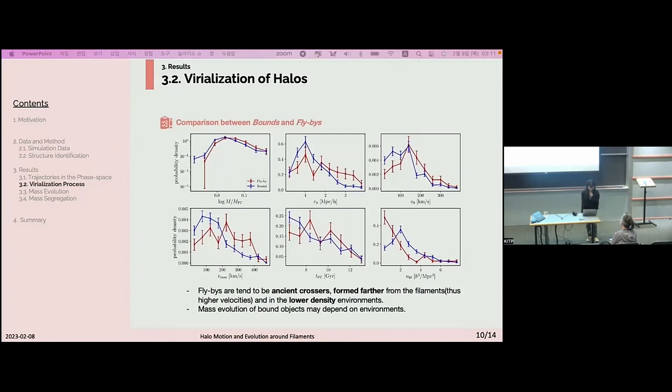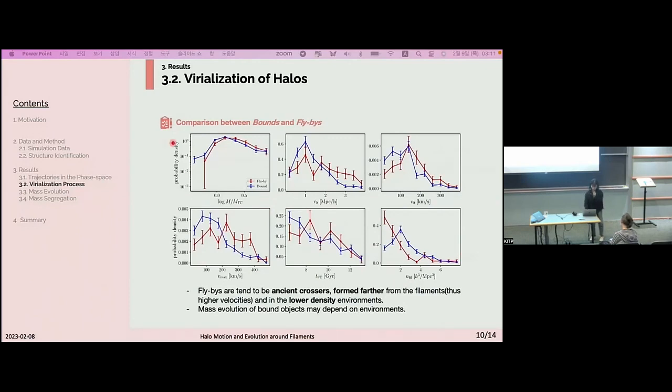So let me summarize these 6 figures that are here. Flybys are more likely to be ancient crossers. You can see here, ancient crossers, and they are formed farther from the filaments. And because we already saw the R0 and Vmax relationship, we can also say that they have higher velocities. The flybys are having higher velocities. And in the last panel, we can show the flybys are more in the lower dense environments.